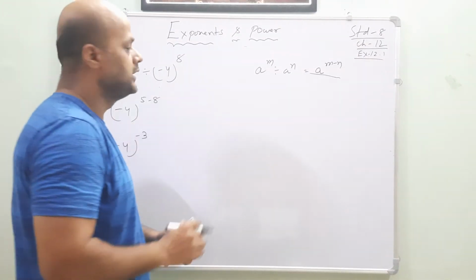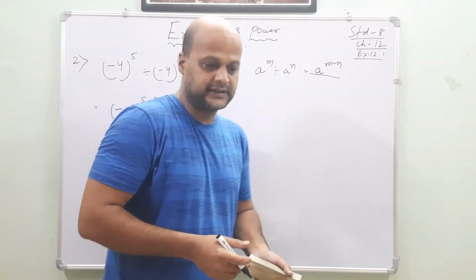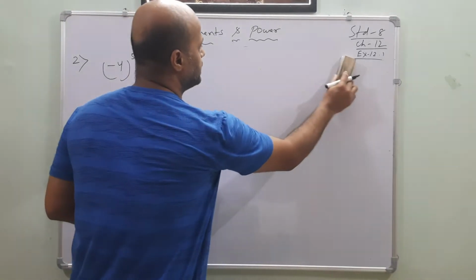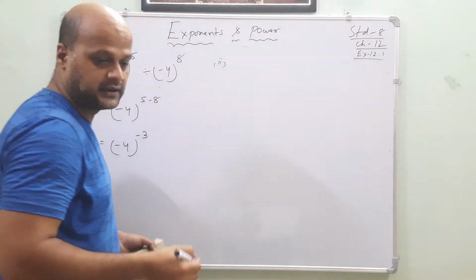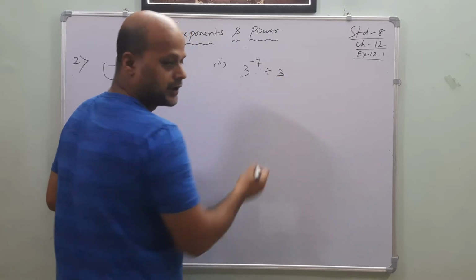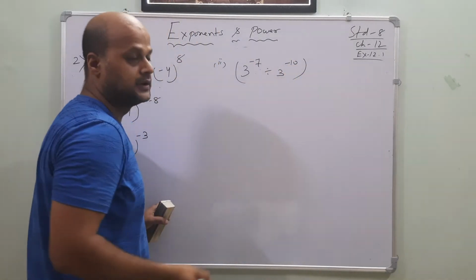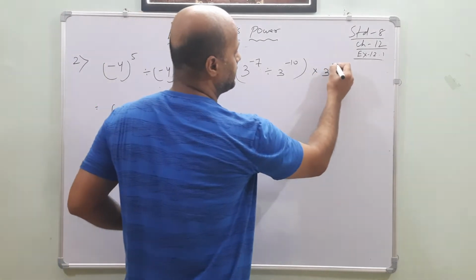Okay, very good. Let's go to the next number. What is the next number saying to you? The next number is saying the same question; the previous question is given, so we will try that one. What is that? (3 to the power minus 7 divided by 3 to the power of minus 10), bracket close, into 3 to the power of minus 5.